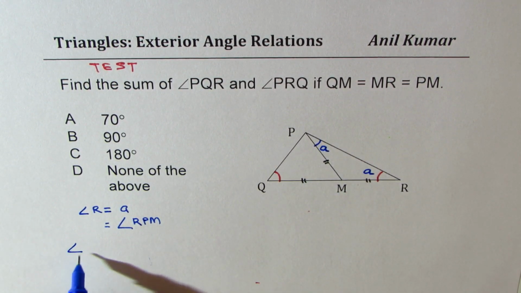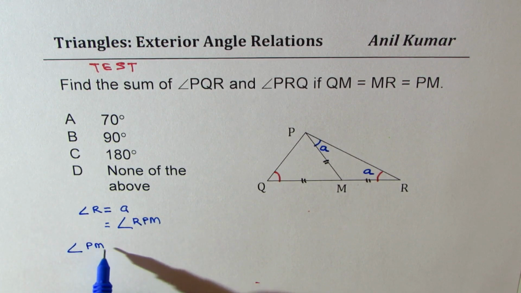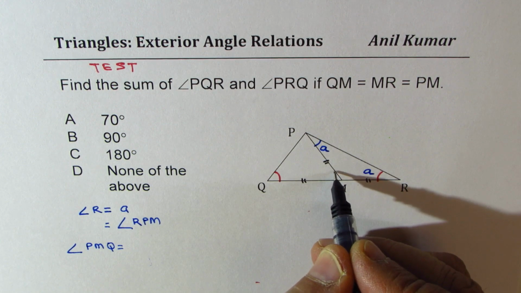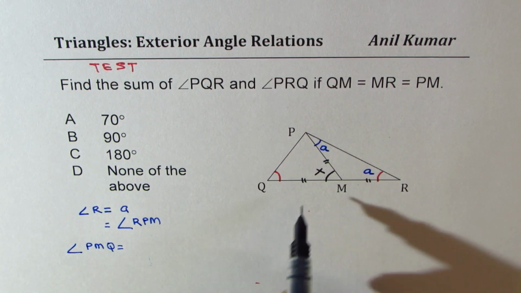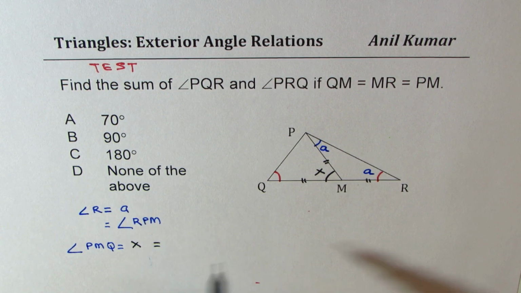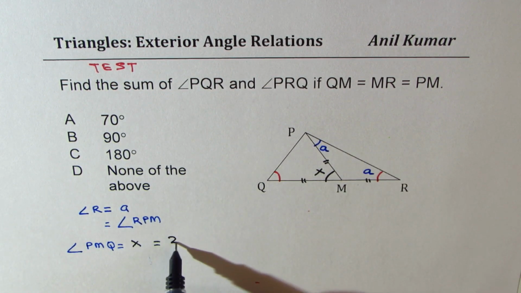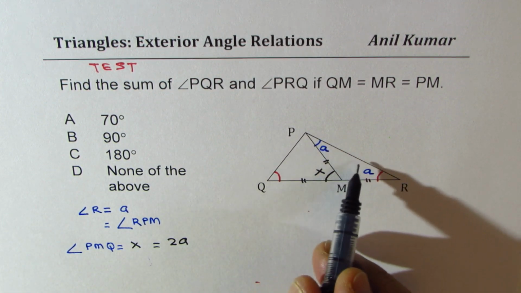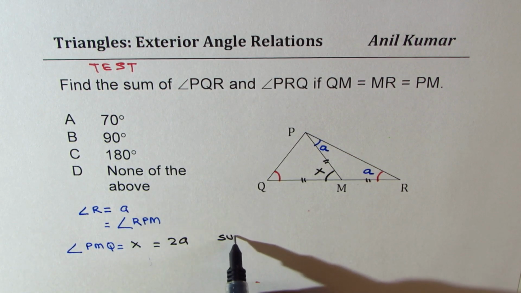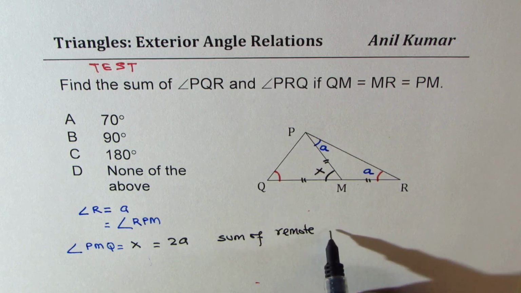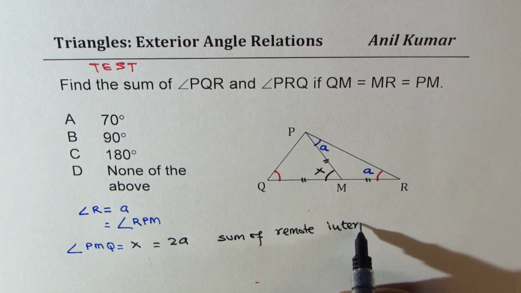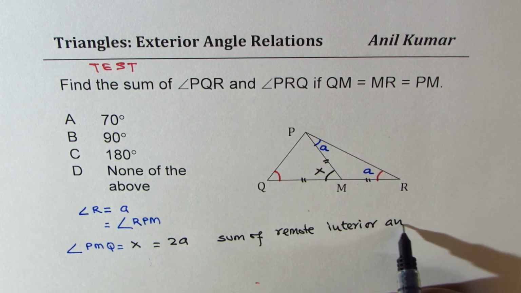Now what is angle PMQ? PMQ is an exterior angle. Let's call it X. It's an exterior angle. So PMQ, which is X, is equal to A plus A, that is twice A. You can add them up, right? Because it is the sum of remote interior angles. Perfect.